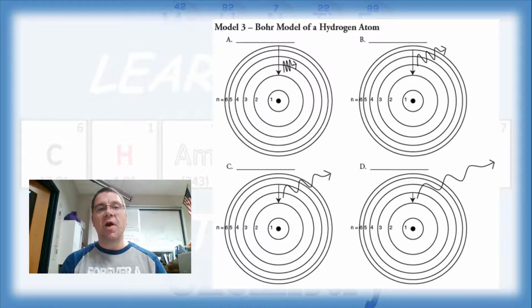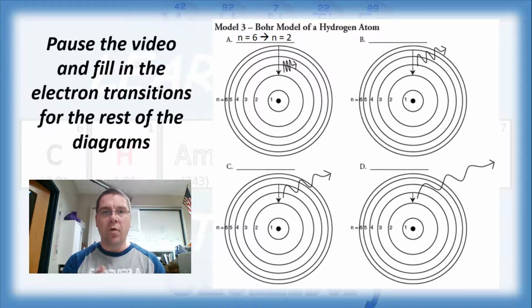And so if we were to describe that transition, we do it by referencing the numbers of the levels. So for this first one, we would say n equals 6 with an arrow to n equals 2. The squiggly line represents the energy that is being emitted, and as you can see, there are some differences there with the wavelengths and the frequencies, and that can tell us something. But before we get to that, pause the video, and for models B, C, and D, fill in the electron transitions just like we did for Model A.